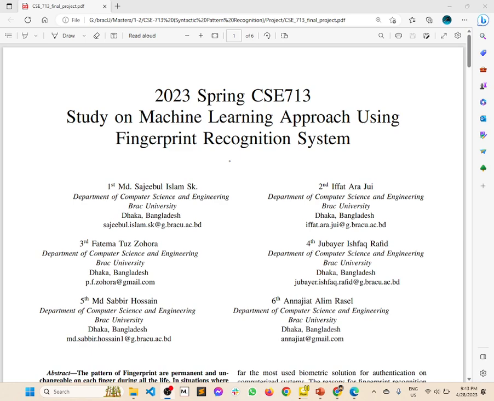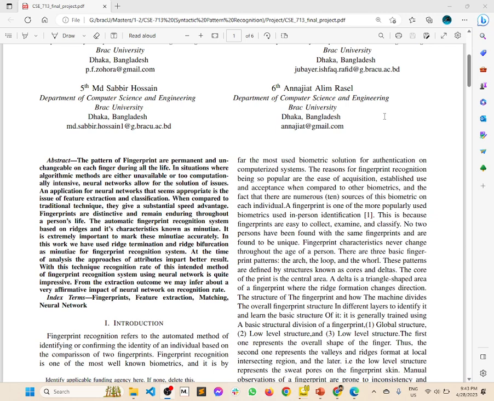Assalamu alaikum. I am Mohammad Shajibul Islam Sheikh, representing Group 15, and I am talking about a study on machine learning approach using fingerprint recognition system, which is our project topic. First of all, the abstract.